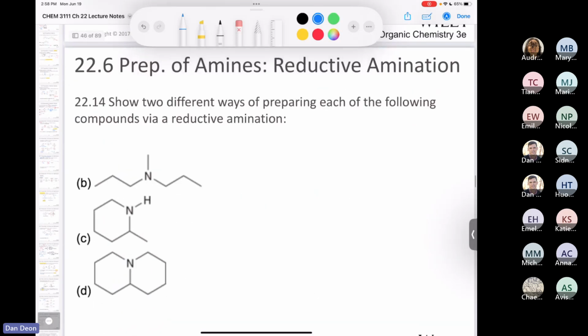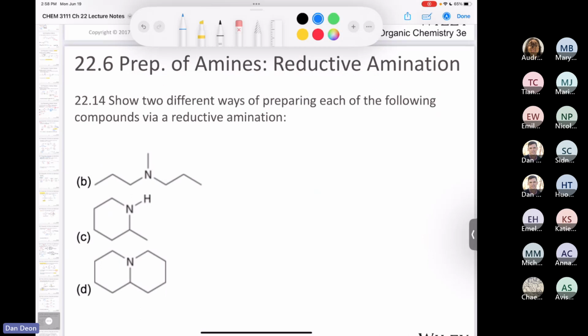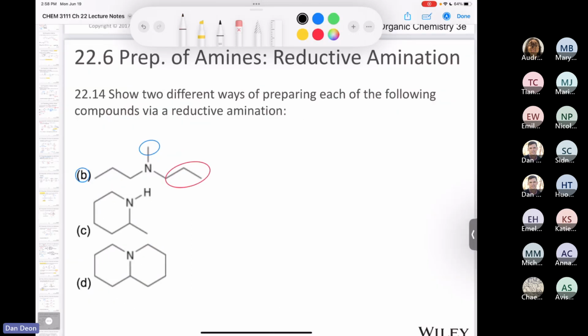So this question, 22.14, says, show two different ways of preparing each of the following compounds via a reductive amination. So if we look at B, on our nitrogen, we have a methyl group and two propyl groups. I'll just circle one of them. So we could either start with everything except what's in the blue circle and then add the propyl group, or start with everything except what's inside the red circle and then add the methyl group. So let's start by adding the propyl group. The way that we would do that is we would start with this amine.